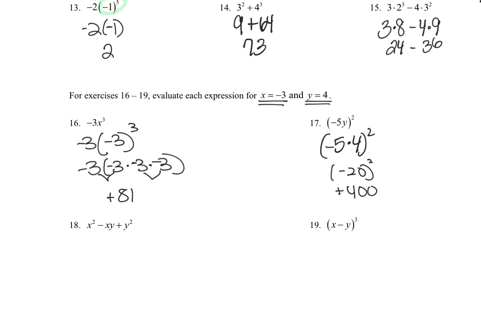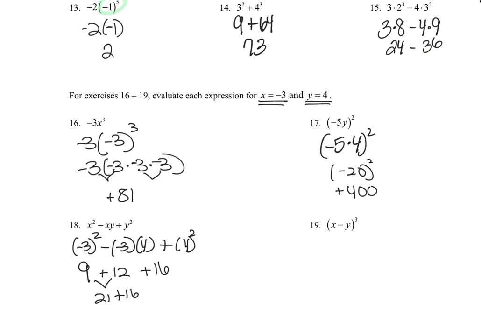All right, 18, we're going to substitute for x a negative 3. Then we'll have a negative 3 times a positive 4 plus the value of y squared. So real simple, this is 9. This is going to be a positive 12 and a positive 16. These two combined make 21 plus 16, and I have 37.